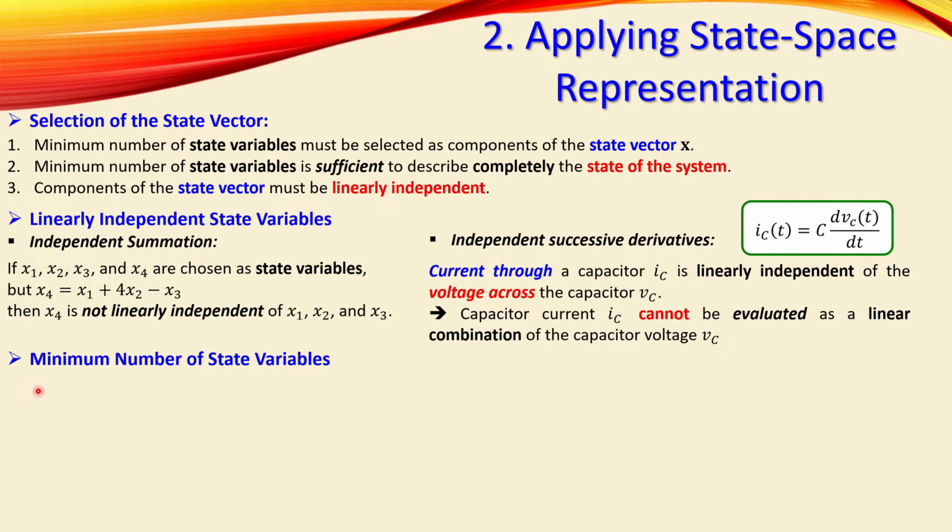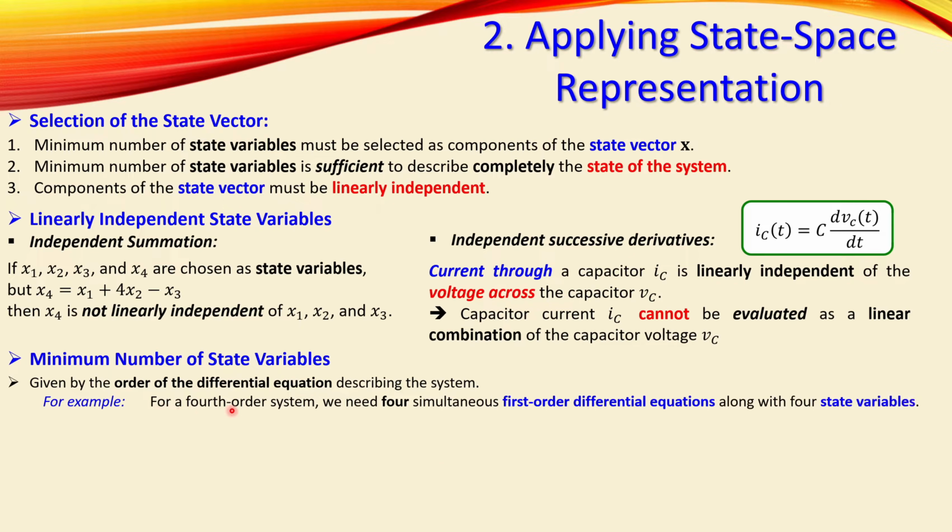So the minimum number of state variables is given by the order, as we said before, of the differential equation describing your system. Let's say we have a mass damper spring system. It has a second order differential equation. We need two state variables, because it is second order. If you have a fourth order system, you need four state variables. That is how it's actually determined.